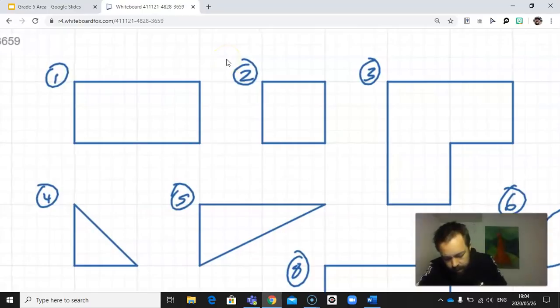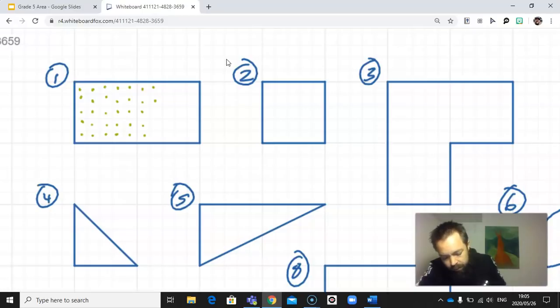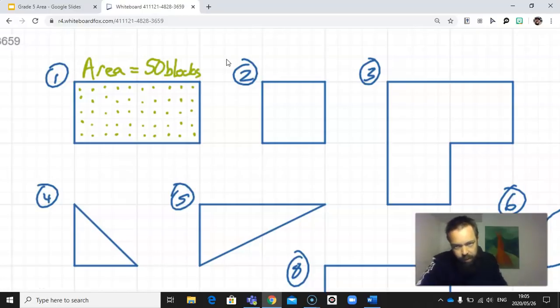Right, so I can see 1, 2, 3, up to 50 blocks. So area equals 50 blocks. And please note that we write the word blocks because we don't have a square unit. Okay, that took a long time to count. And if you look at number 3, that's going to take even longer to count. So we're going to have to start thinking about how we can make a shortcut.